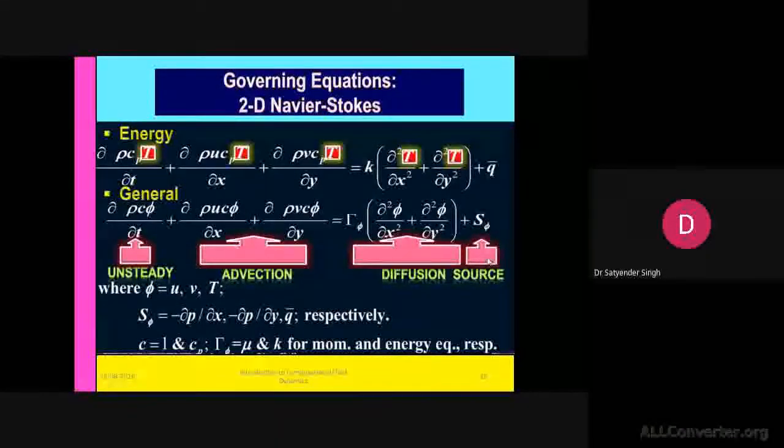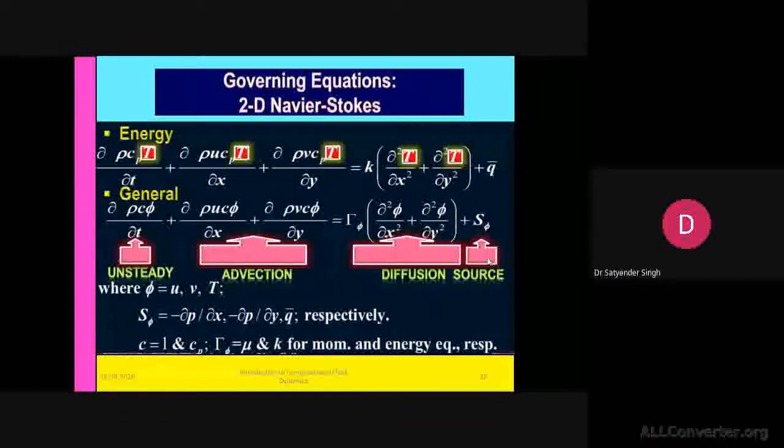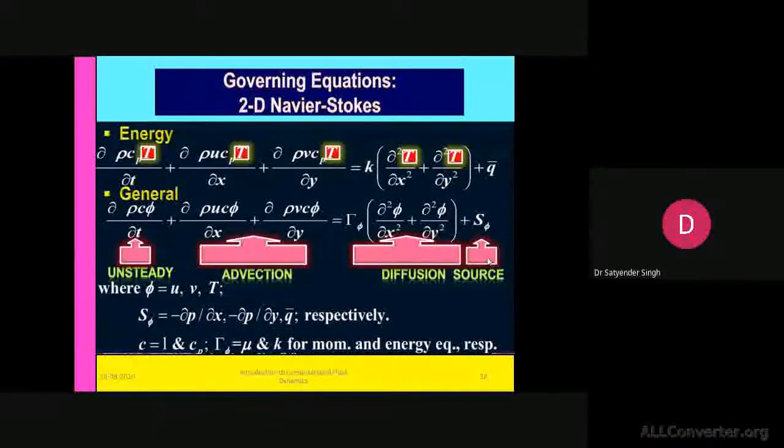Source terms here for the momentum equation will be the pressure or viscous forces, and for the energy equation, it will be the volumetric heat generation. So you must remember, the first term is the unsteady, the second one is the advection, the third one will be the diffusion, and finally the source term. And now we will go for the solution of the individual terms.